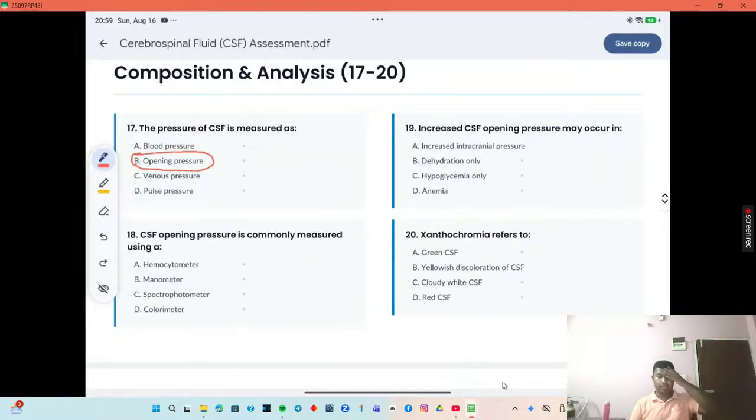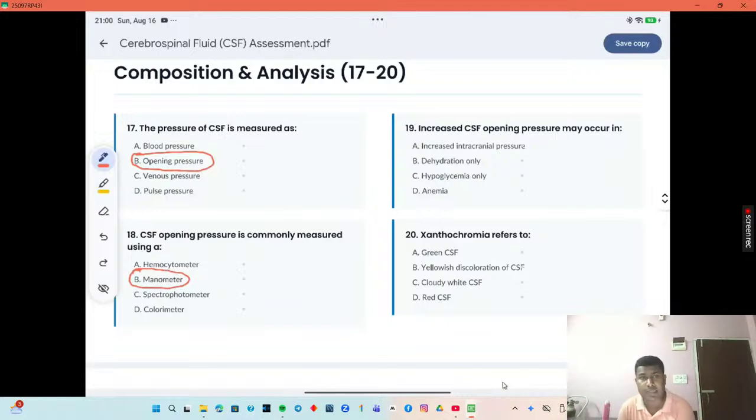Now the next question is CSF opening pressure is commonly measured using a. So what is the instrument which is used to measure the opening pressure of cerebrospinal fluid? And the right answer of this question will be manometer. That is option number B. Manometer is an instrument which is used to measure the opening pressure of cerebrospinal fluid. Is it clear?